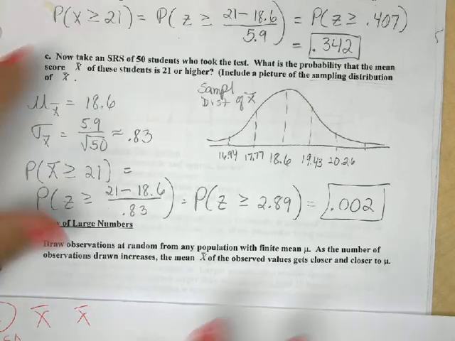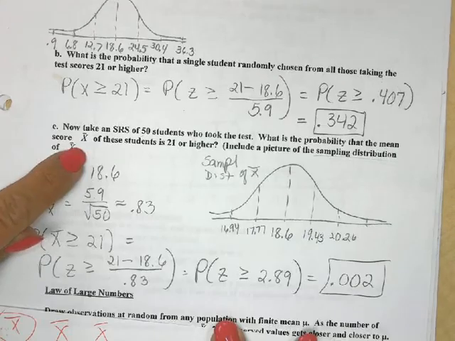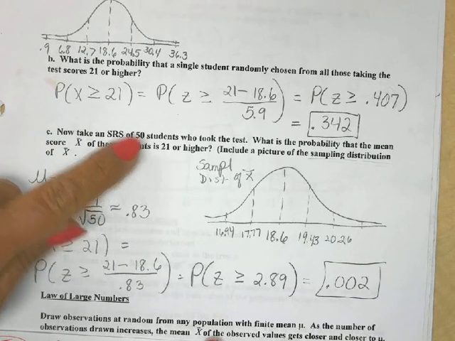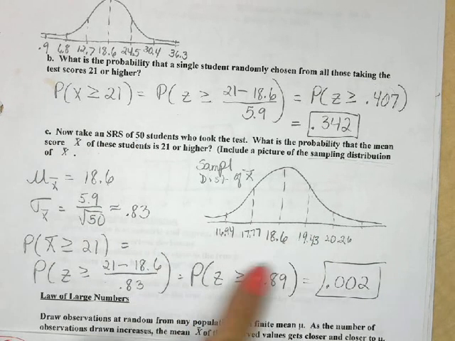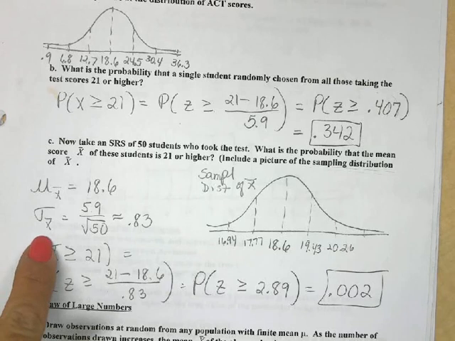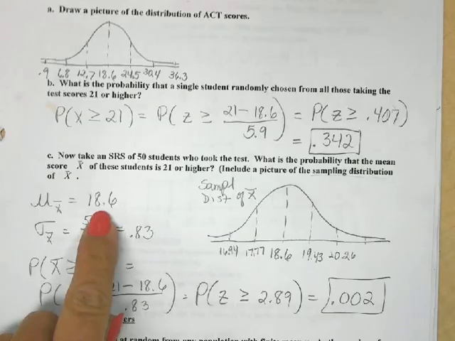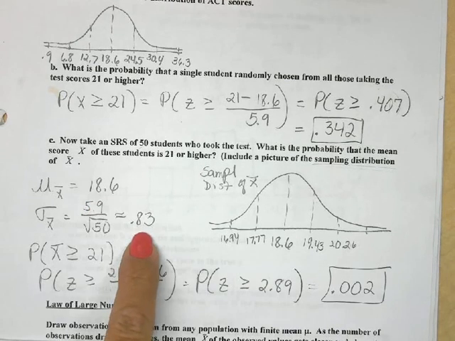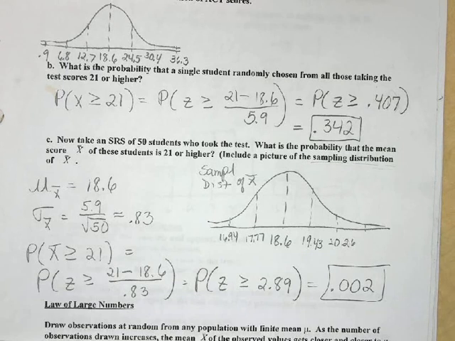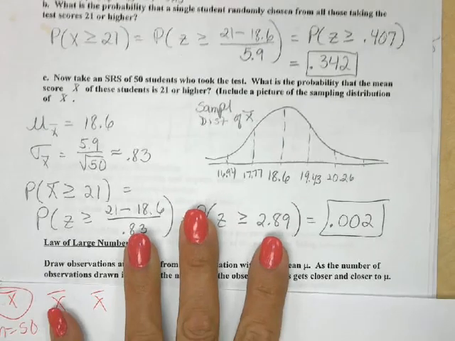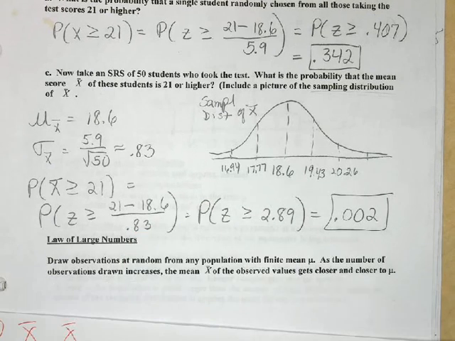So if I take even larger sample sizes than 50, then I'm going to have less variability between my x bars, and they will be much closer to this 18.6, although this standard deviation is still relatively small. But I keep cutting down the variability of my x bars as I increase the sample size. So now it's time for you to practice in class.